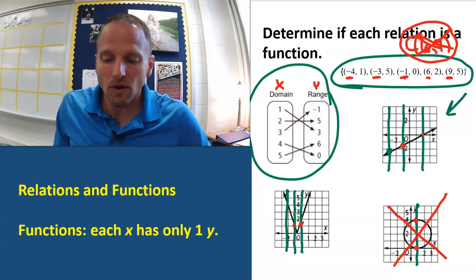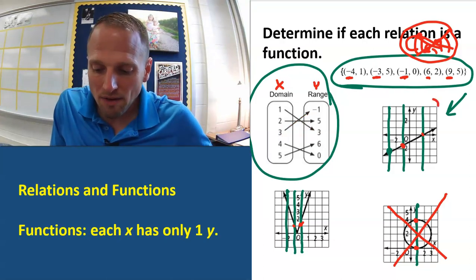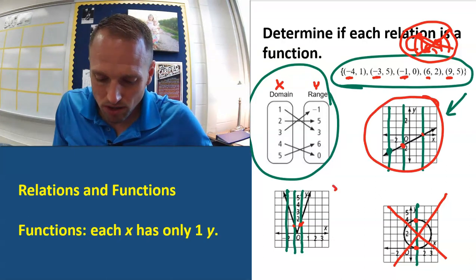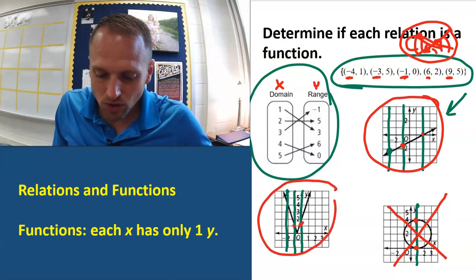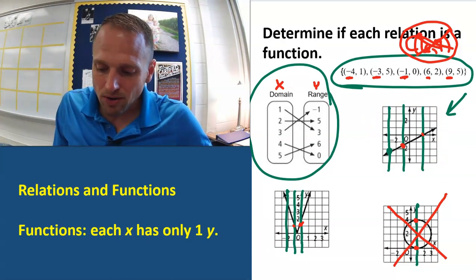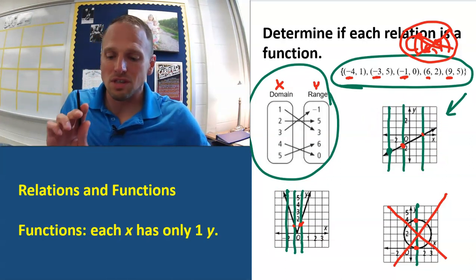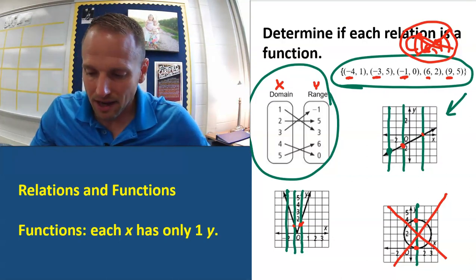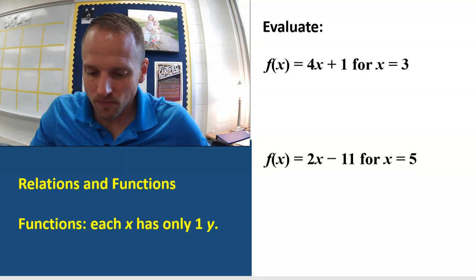Vertical line test. This graph right there, that's a function because it only touches at one point at a time. This one is a function. It only touches at one point at a time. But this circle down here, definitely not a function because that vertical line touches in more than one spot at a time. All right, let's continue.